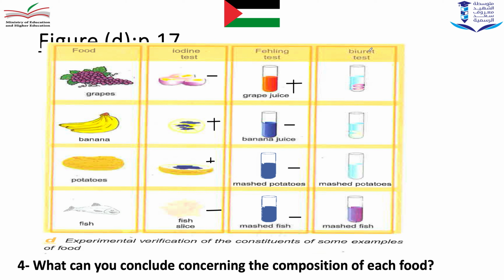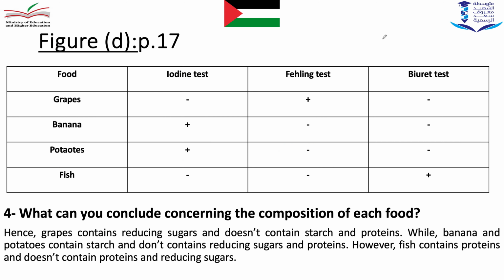Biuret test is a test to check the presence of proteins. In grapes it gave blue, so no proteins. With banana it gave blue, negative. Mashed potatoes, meaning they mashed the potato and put it in, came out negative. Mashed fish gave positive, violet, indicating the presence of proteins. So here we have to add copper sulfate and sodium hydroxide. As I said, everything is clear. Thank you.